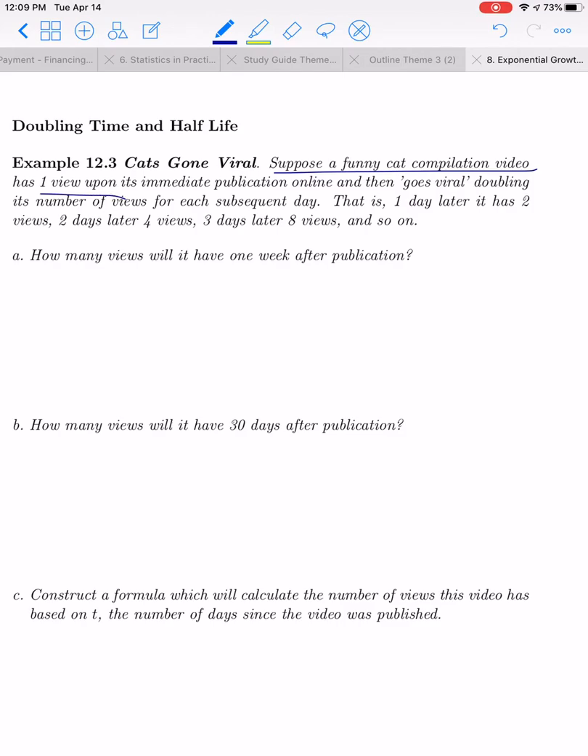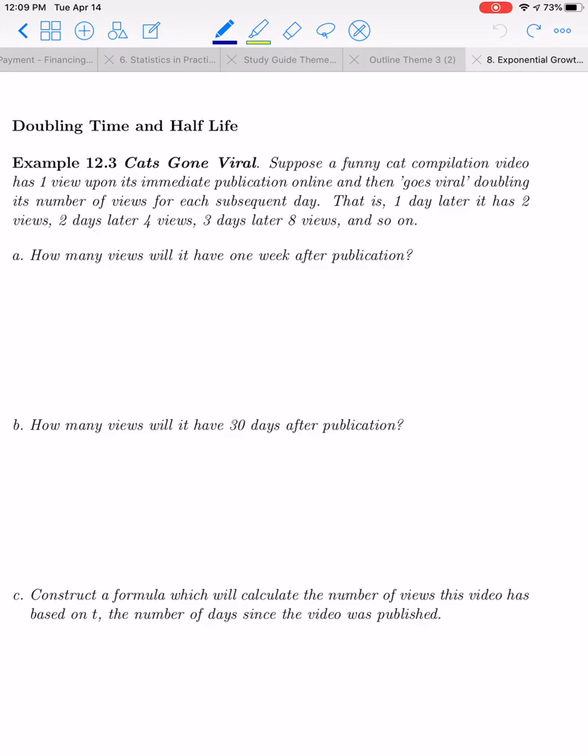So the instant that it's published, one person watches it, presumably maybe the person who made it. Then it goes viral, doubling its number of views for each subsequent day. So in other words, on day 1 it has 2 views, day 2 4 views, 3 days later 8 views, and so on. So we can kind of see the pattern that's happening there.